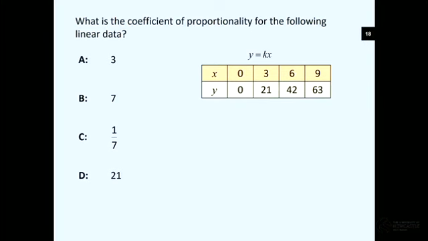So what's the coefficient of proportionality for the following linear data? Again, we're told y equals kx. It'll get more complex later, but that's it. Pick any of these 3 points, or just C makes sense. y equals a 7th times x. Does 3 times a 7th give y? So we've got to make sure we get our order right. Yeah, exactly, it's back to the 7.